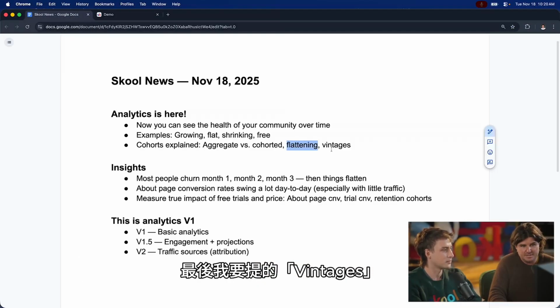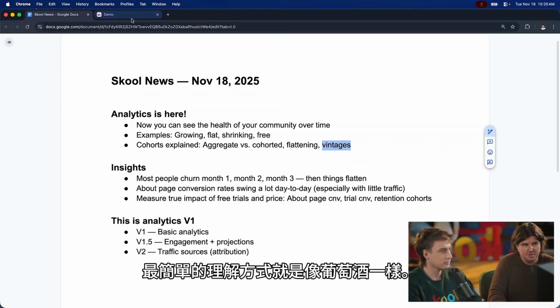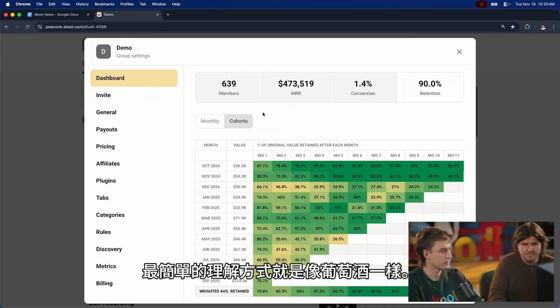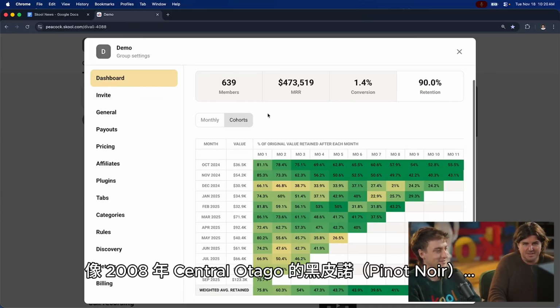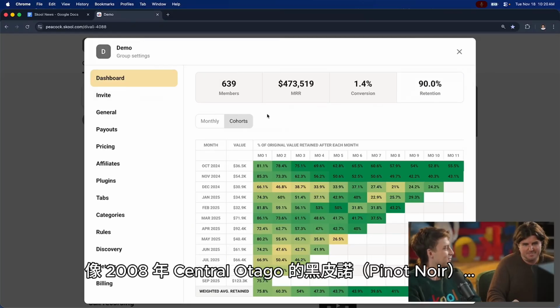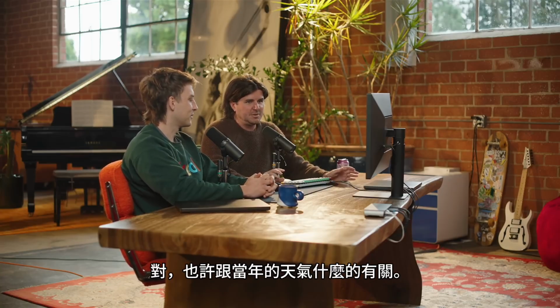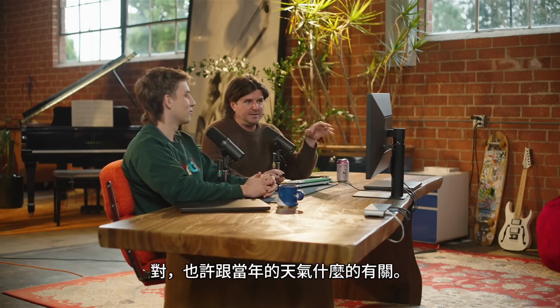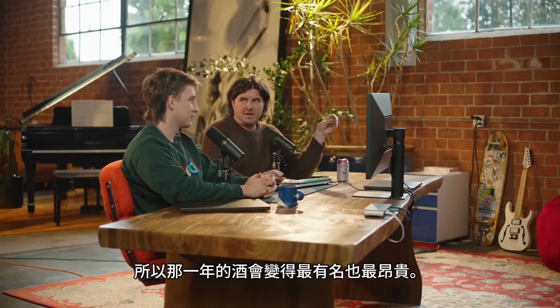Yeah, and so that's the last one I had, vintages. An easy way to think about this is like wine. They talk about a vintage, like the Central Otago Pinot Noir in 2008, for example. That was like the best vintage. Yep. And it might have been something to do with the weather and all of that. And that might become the most famous wine and the most expensive one. So it matures in a really good way.